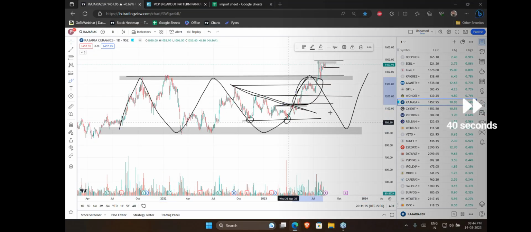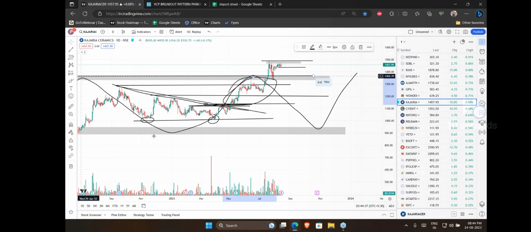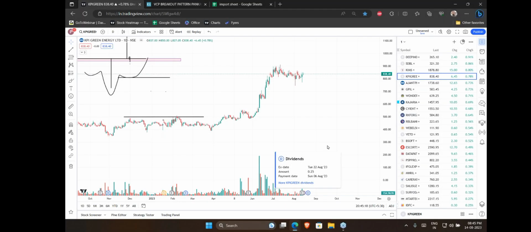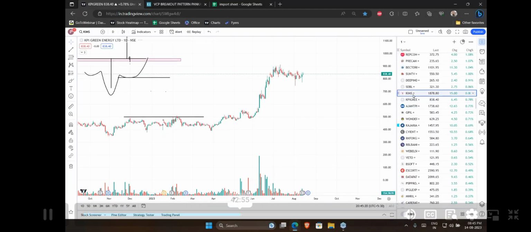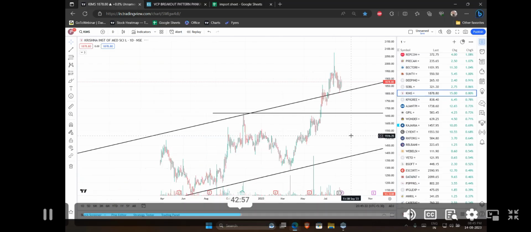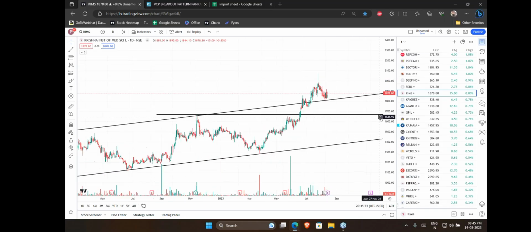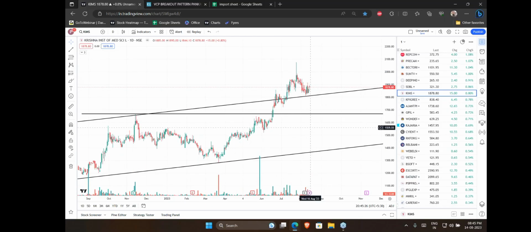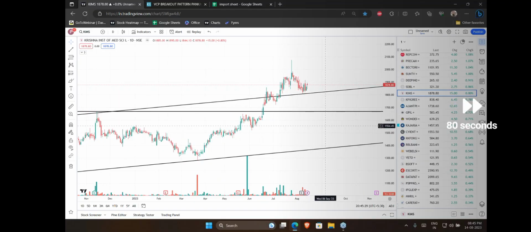Okay, it is also broken. There is no entry in GPIL. Ajanta has a dividend coming up in the stock. KIMS has recently broken and is now retesting. It looks like a head and shoulder kind of pattern formation is going on.